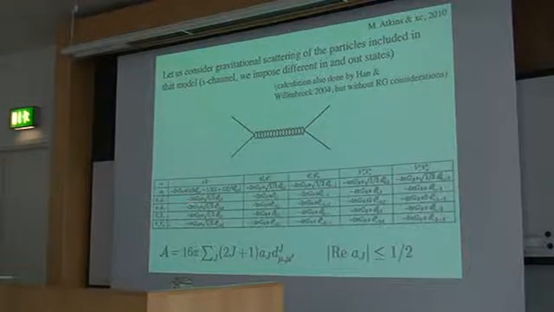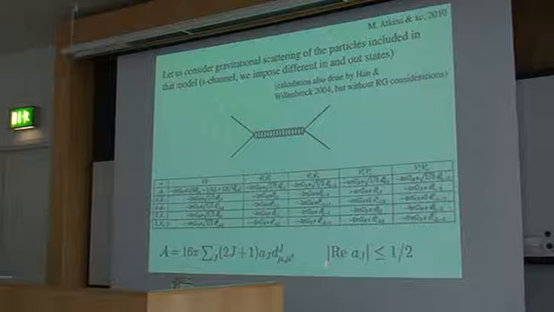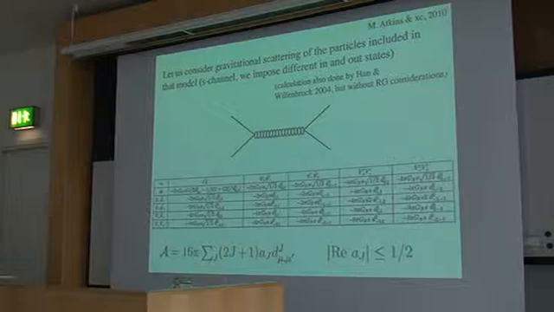Now, you can rewrite the amplitudes in terms of what is called the partial waves. That's this decomposition. And you see that j equals 0 and j equals 2 are the only two that appear in there. Now, unitarity tells you that the absolute value of the real part of a_j should be smaller than 1/2. Okay? That's just from quantum mechanics.